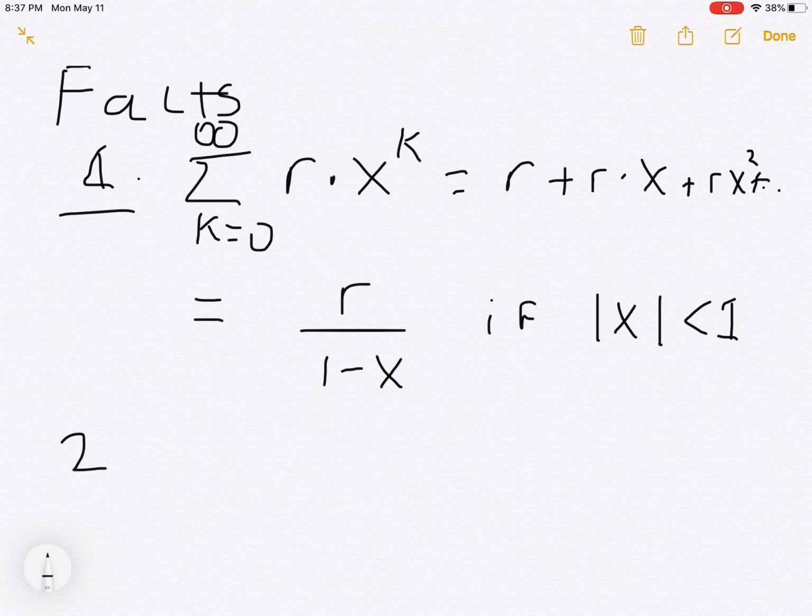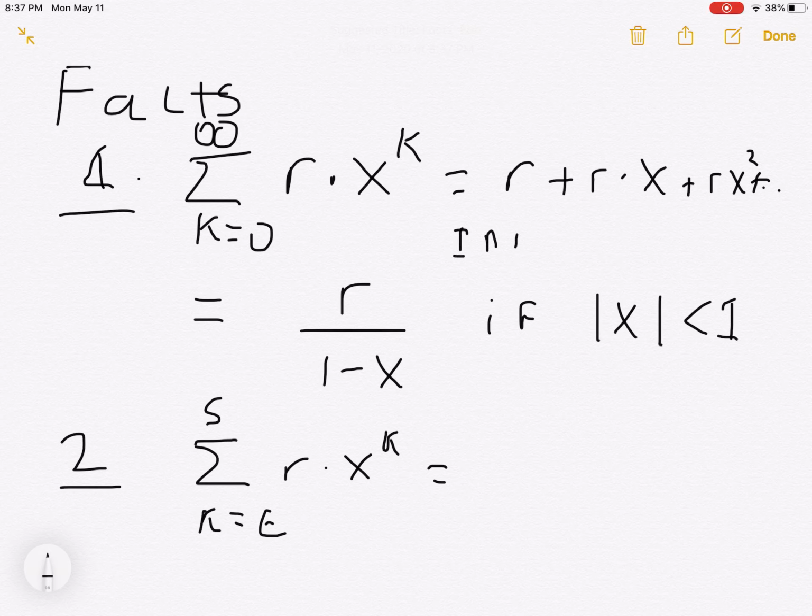Here's a second fact, though. This one's not an infinite series, but it's going to be a finite series. And that is the summation from k equals t to s of r times x to the k. This one's a finite, so let me just point out that this is infinite, and this one is a finite series.